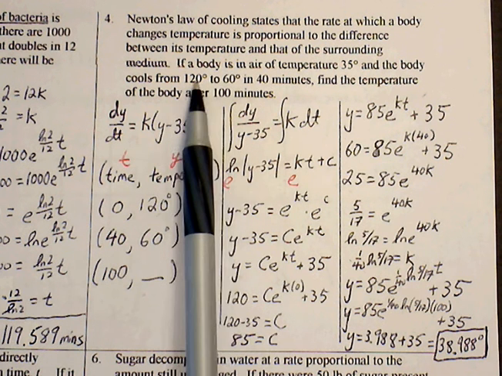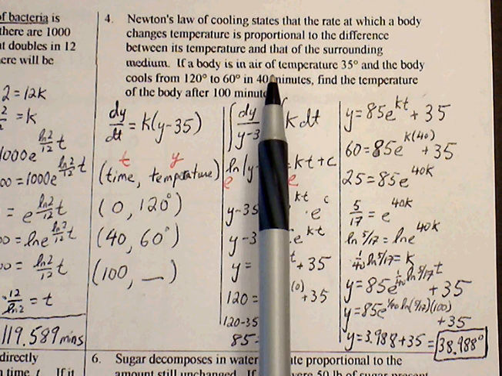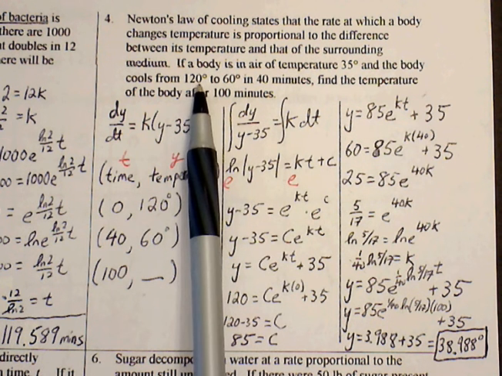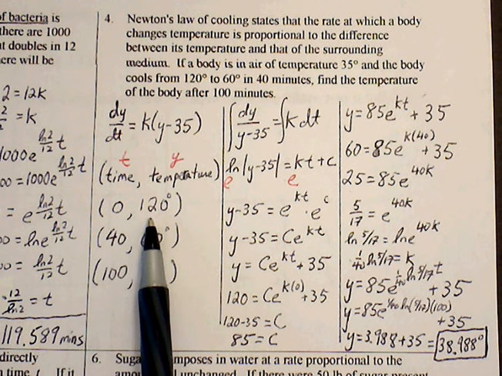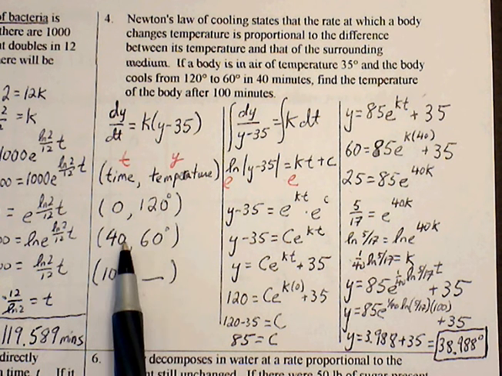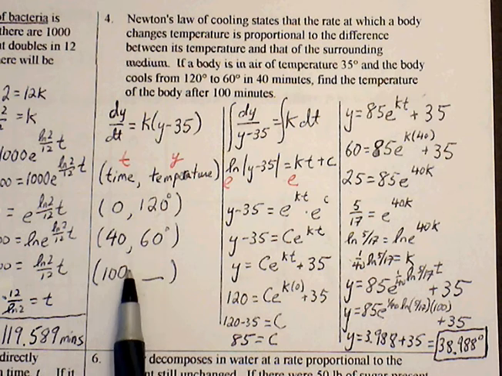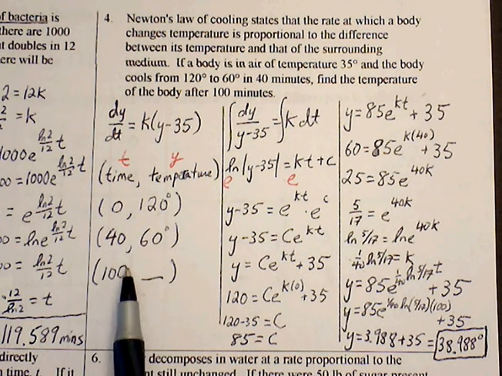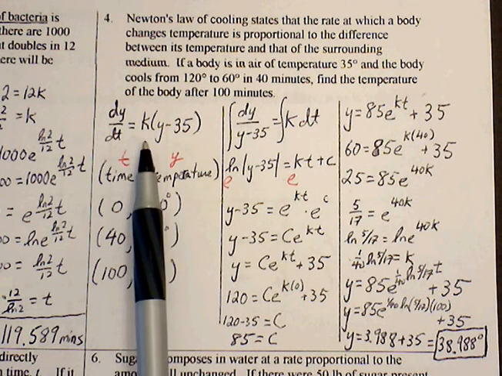We know that initially the body temperature is going to be 120 degrees. So at time t equals 0 is 120 degrees. After 40 minutes, it drops to 60 degrees. So then what's going to be the temperature after 100 minutes? Okay. So we're going to use this information to plug in once we solve for our differential equation.